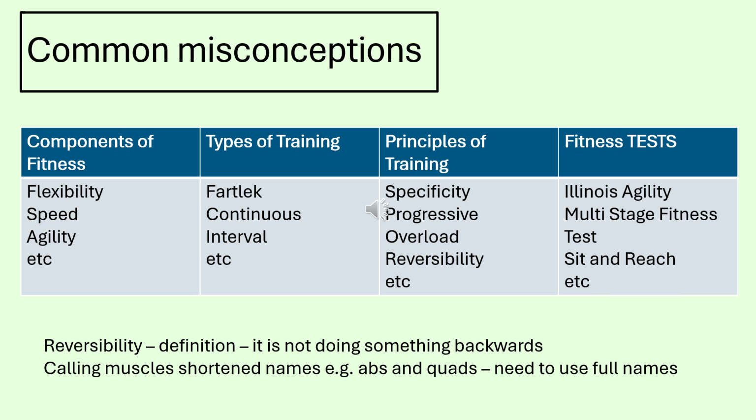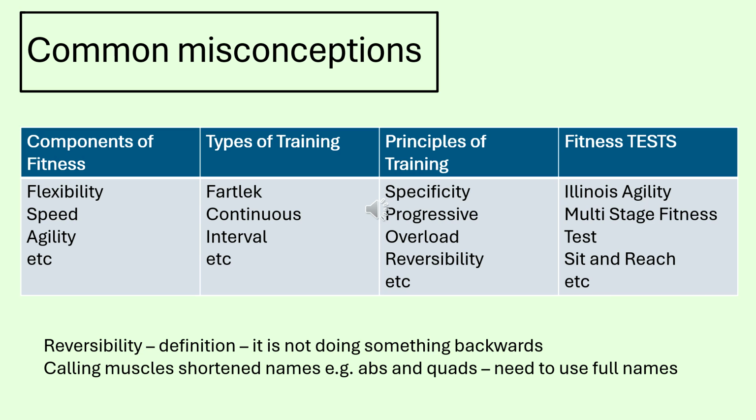Another couple of misconceptions that are really common are reversibility. So people writing that it's doing something backwards, whereas we know that reversibility is if you stop training, the impact you've had will reduce. So whilst it will decrease, it's nothing to do with doing a circuit backwards or anything like that. So please make sure that we know that reversibility is if we stop training, we lose it. Use it or lose it.